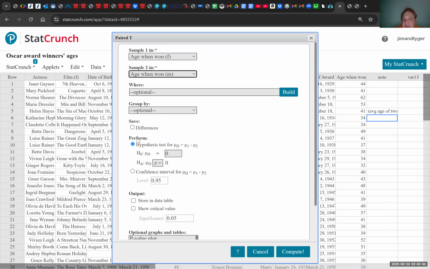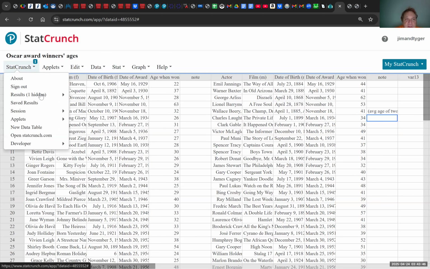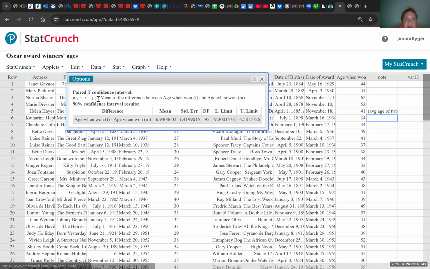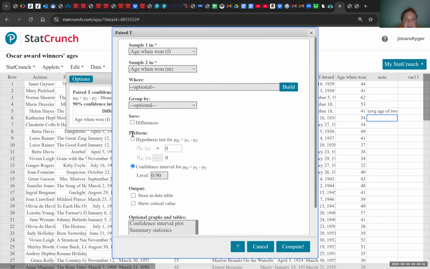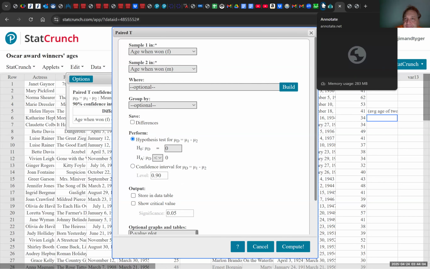There's not much else to fill in, but like I said, I've done this before, so I'll just show you my prepared one here. I think I need to change it back to a hypothesis test. So age when won female, age when won male, hypothesis test. We didn't write down the hypothesis test stuff. I have it here, but let's see if I did it correctly.